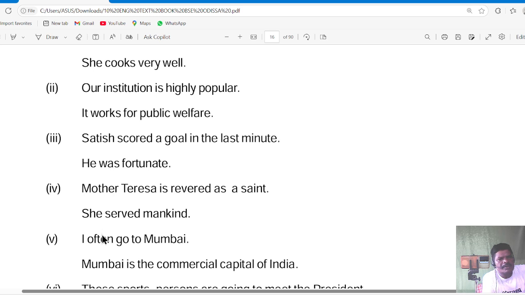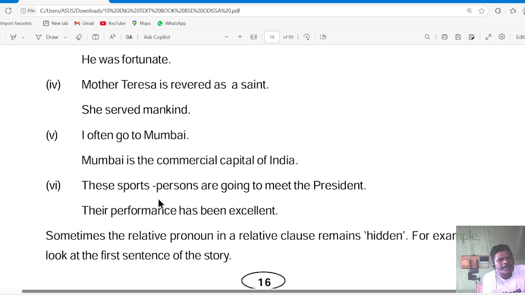Relative pronoun. I often go to Mumbai. Mumbai is the commercial capital of India. These people are going to meet the president. Their performance has been excellent.